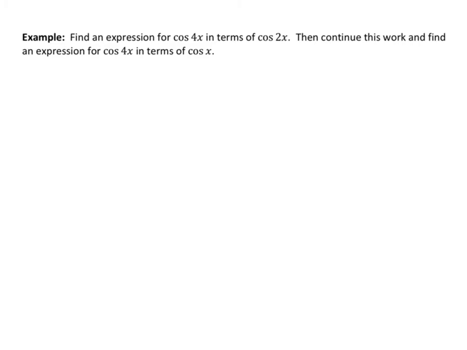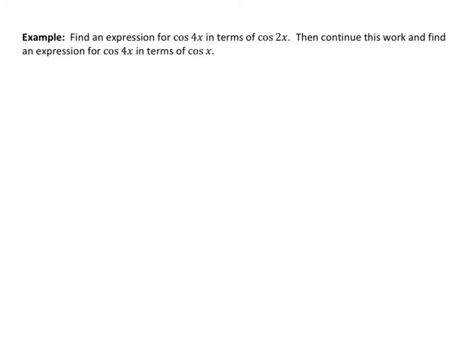I think these questions can certainly get more complicated than this one, but this gives us a little bit more of the sense of what we might see there. This example says, find an expression for cosine 4x in terms of cosine 2x. Then continue this work and find an expression for cosine 4x in terms of cosine x.